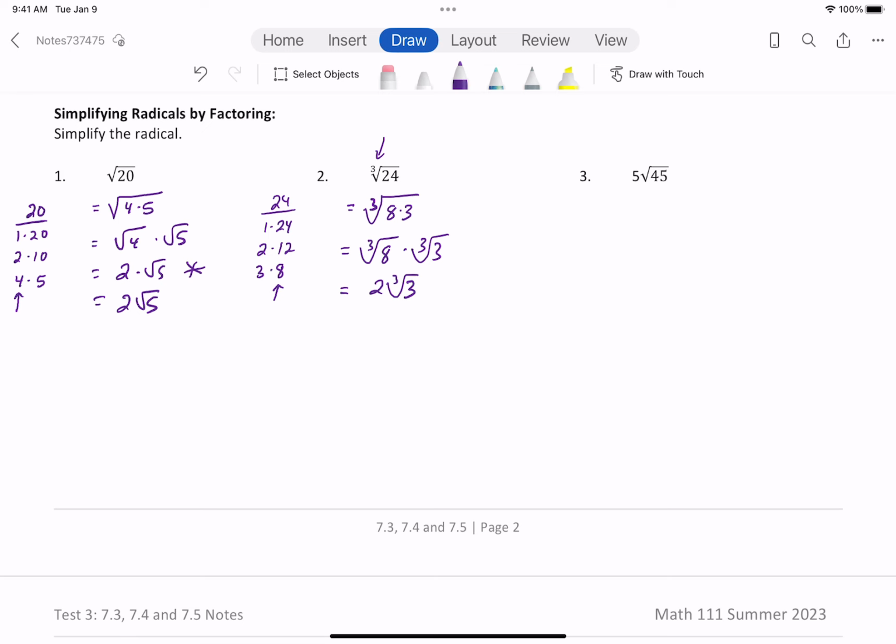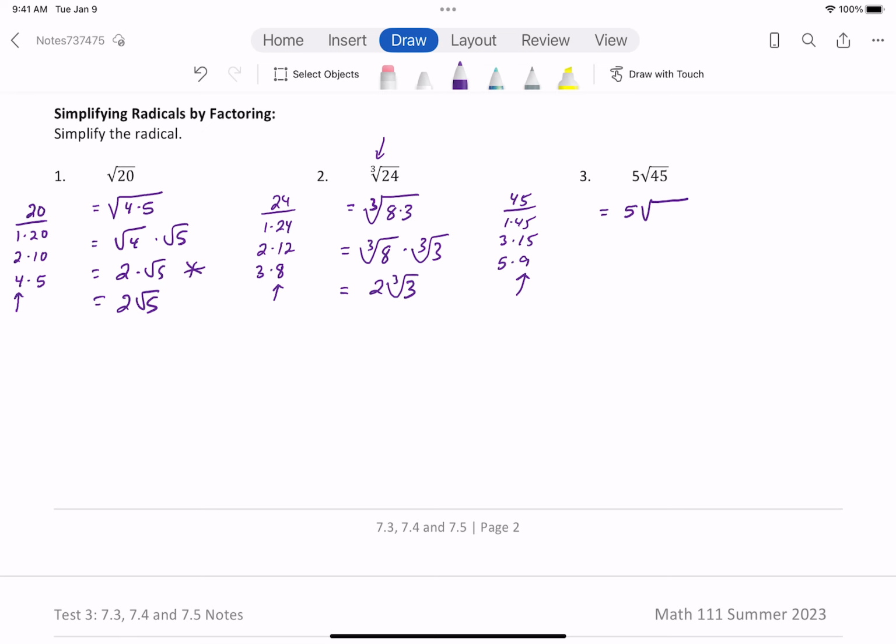Alright, and the next one, we have a number on the outside, so we'll deal with that through the problem. But our main purpose first is to find the factors of 45. That is not a perfect square. So if we start listing the factors, again, 1 times 45 isn't helpful. It's not divisible by 2. We get 3 by 15. Neither one of those is a perfect square. It's not divisible by 4. The next one we get is 5 times 9, and 9 is a perfect square.